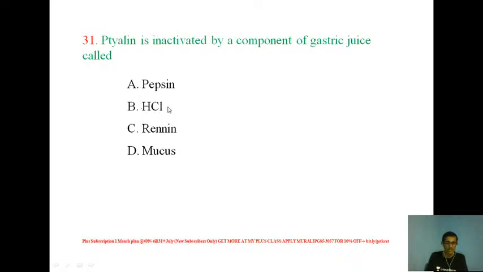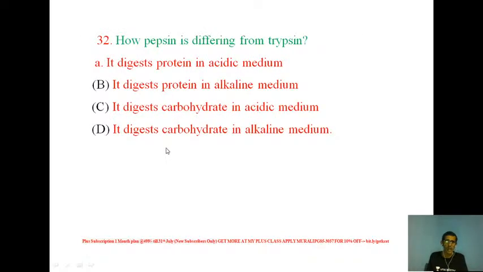So salivary amylase, when it reaches the stomach, becomes inactive, so it is unable to do any work over the carbohydrate molecule. So the answer is B. Okay. Remember the alternate terms also. Next, how is pepsin differing from trypsin? It digests protein in acidic medium, it digests protein in alkaline medium, it digests carbohydrate in acidic medium, it digests carbohydrate in alkaline medium. Which is the right answer for the 32nd question?